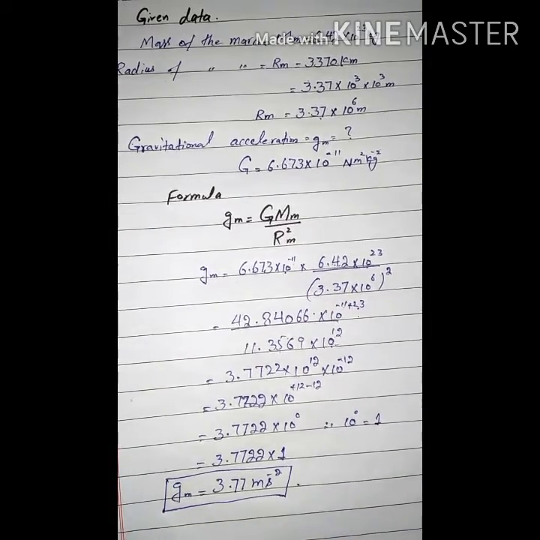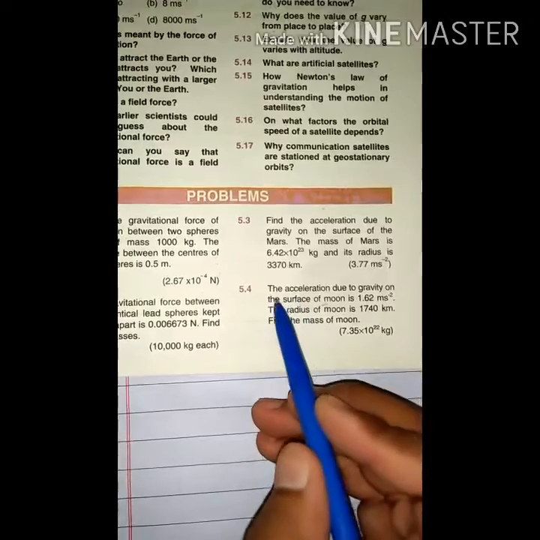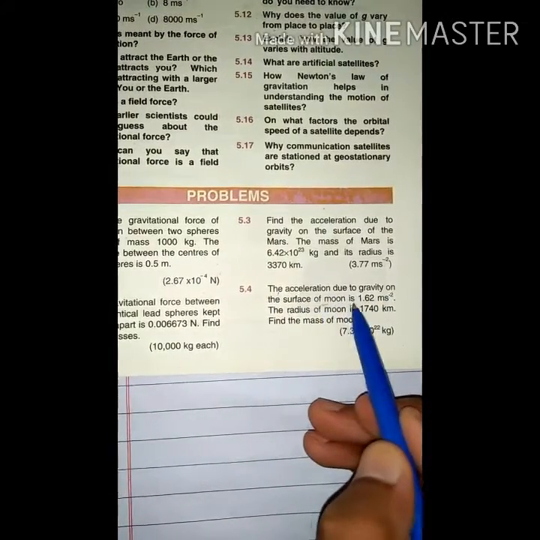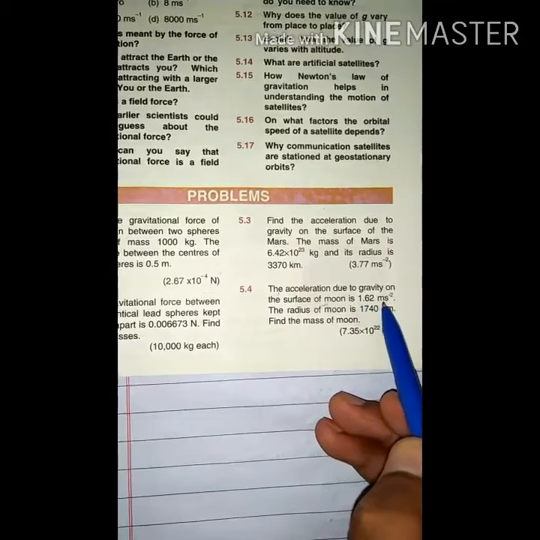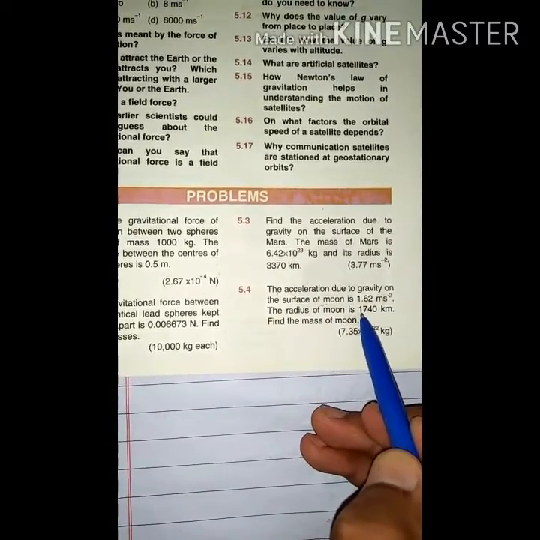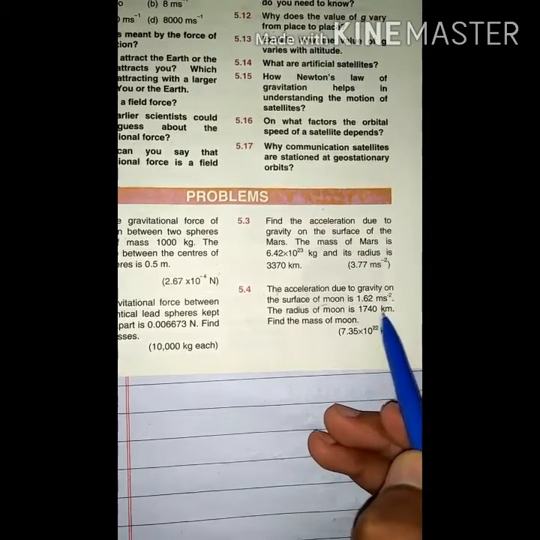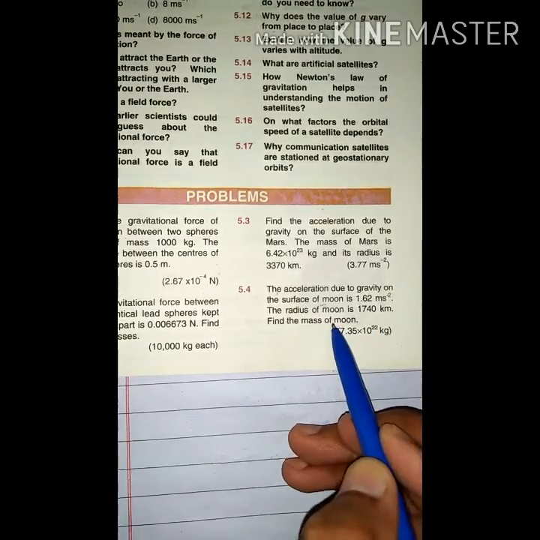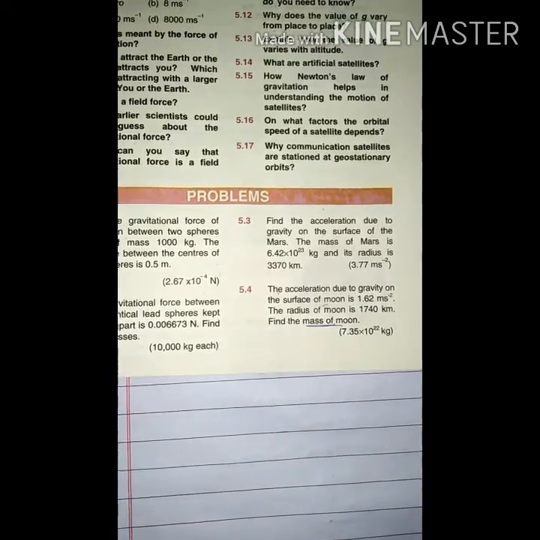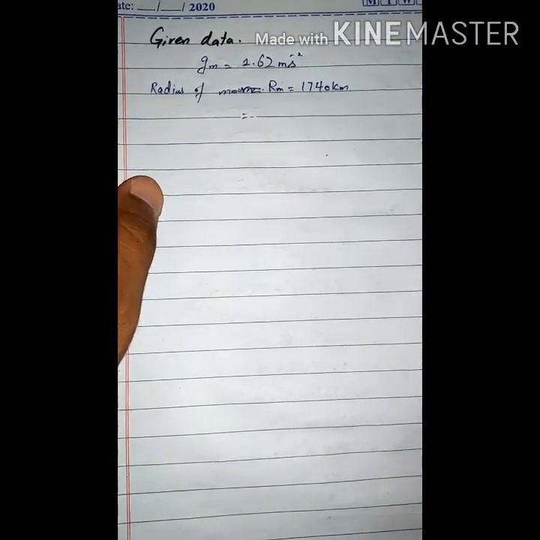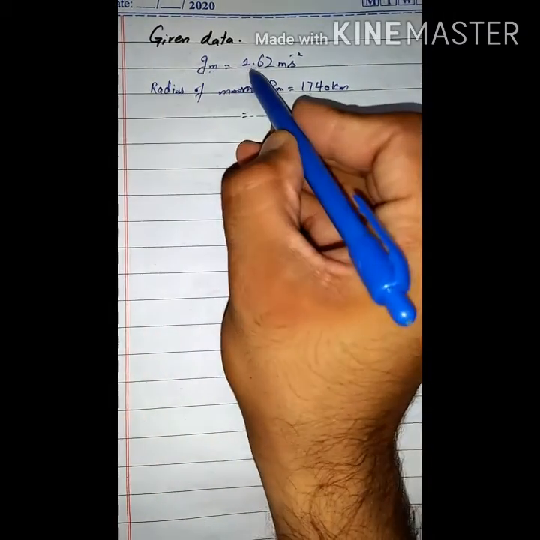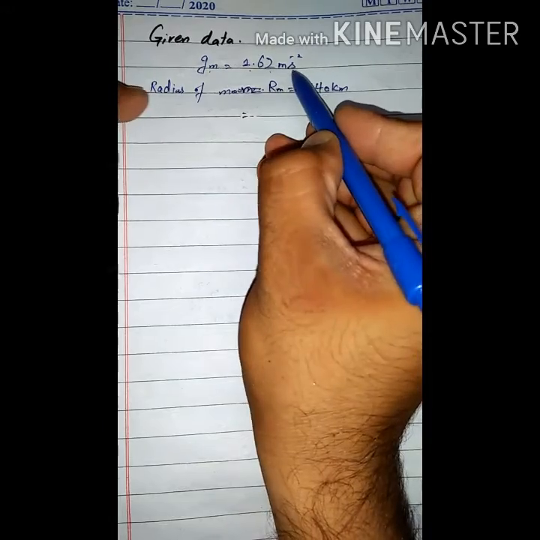Here this is our numerical. The next numerical is: the acceleration due to gravity on the surface of the moon is 1.62 meter per second square. The radius of the moon is 1740 kilometer. Find the mass of the moon. Now we have to find the mass of the moon. So the given data is here. The given data is gravitational acceleration on the moon, gm, is equal to 1.62 meter per second square.